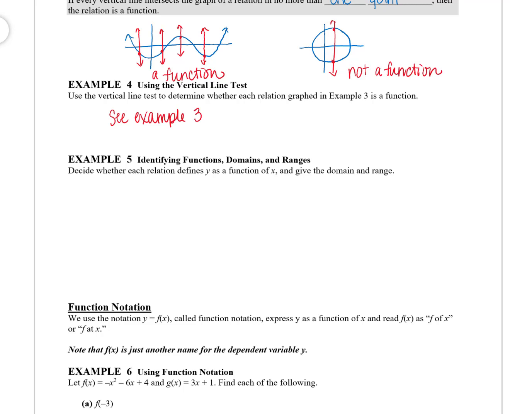Example 5, determine whether each relation defines y as a function of x and then give the domain and range. For these examples, we're going to write them in equation form. The first one, if we have y is equal to 2x minus 5, is this a function? Well, no matter what number you plug into x, do you see how you're just going to multiply that number by 2 and then subtract 5? So that means that yes, it is a function.